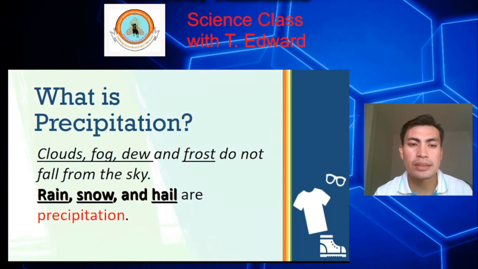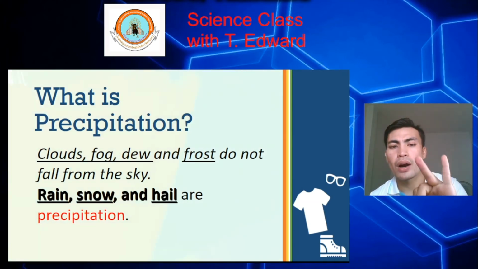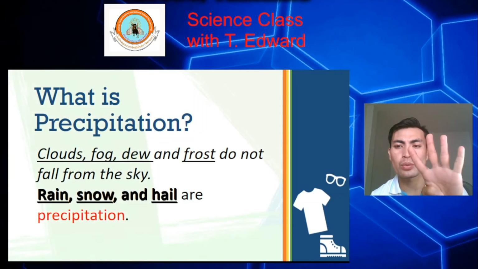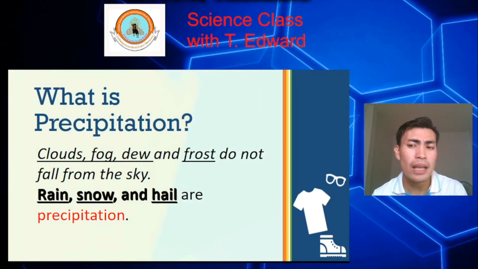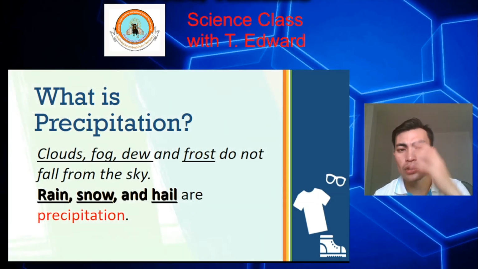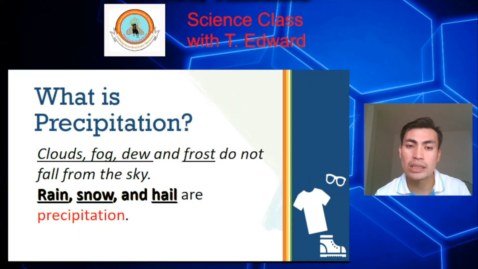What is precipitation? Okay, so we study clouds, fog, dew, and frost. We study the four of them, but they are not precipitation. Why? Because they do not fall from the sky. If we talk about precipitation, these are the water or snow or ice that fall from the sky. Examples of this are rain, snow, and hail.